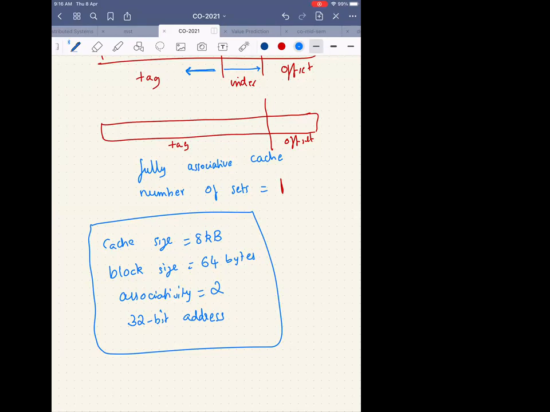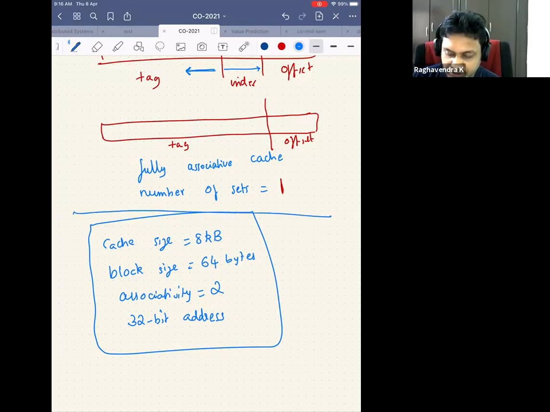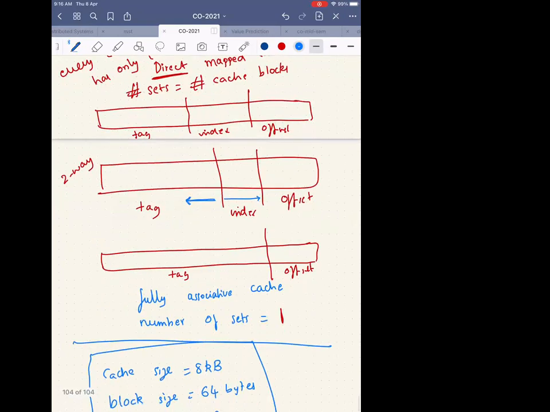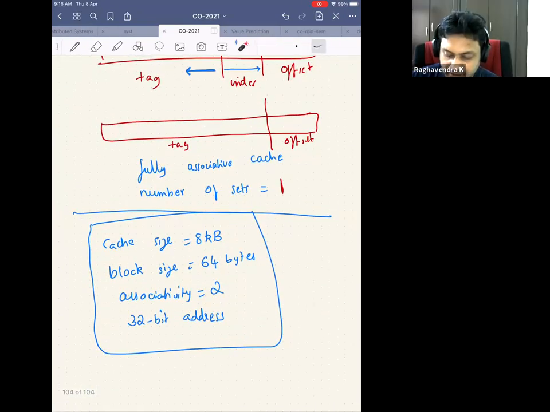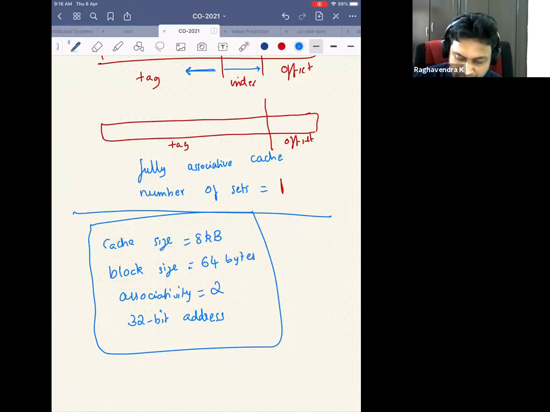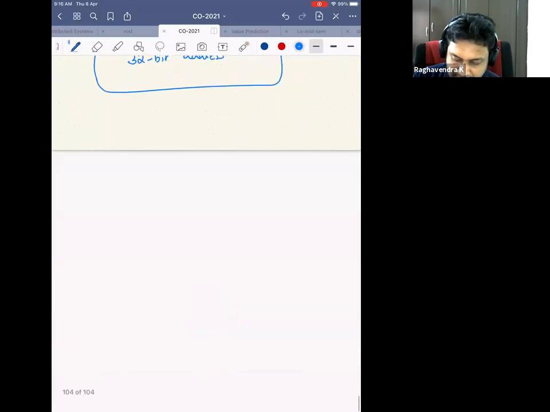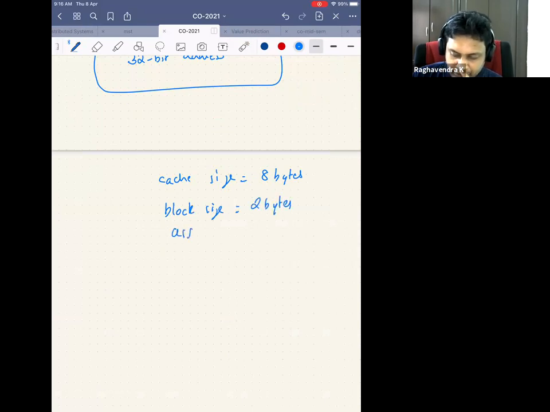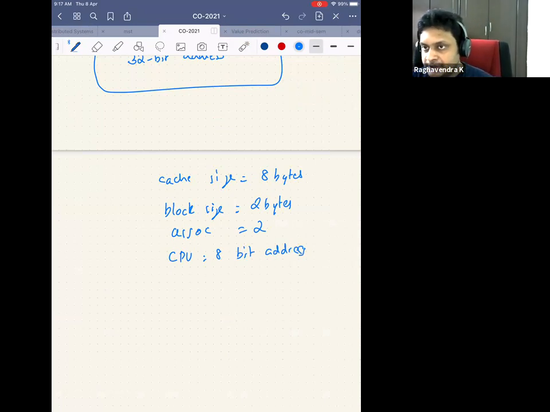Okay. So did you understand till here? Forget about the question. Did you understand till here? Yes, sir. Okay. So the cache size is 8 kilobytes. The block size is 64 bytes. No, forget about this question. Let's say I write the cache size is 8 bytes. Block size is 2 bytes. Associativity is 2, and the CPU generates an 8-bit address. Can you tell me how many bits are there in the tag, index, and offset?